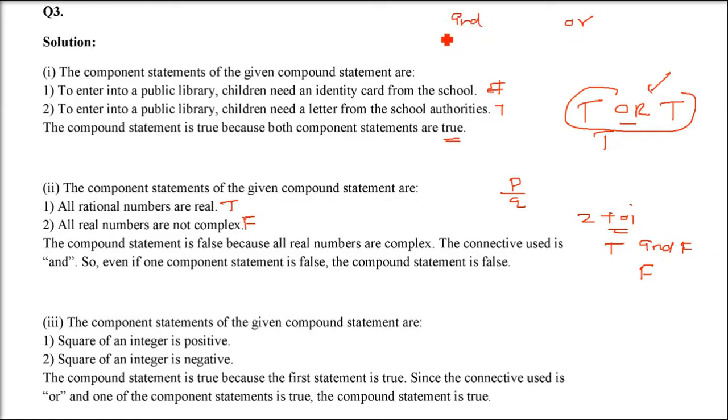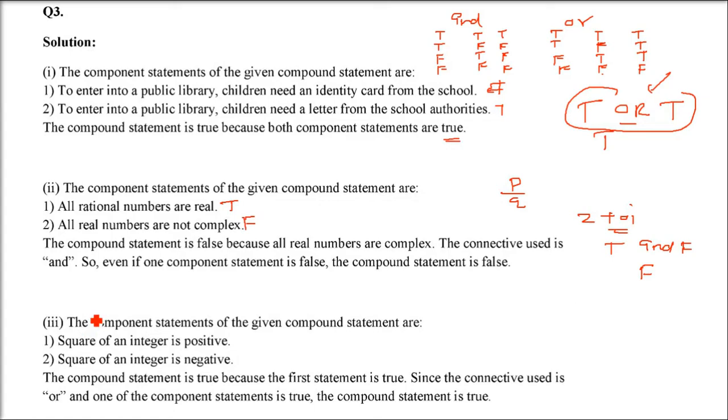So let me just write it for and and or so that we get a fair idea. TT, TF, FT, FF, and here also TT, TF, FT, FF. Now if you see here, and will always give you false if at least one of them is false or both of them are false. Only true and true will give you true. In or, only false will give you false, otherwise everything will be true.